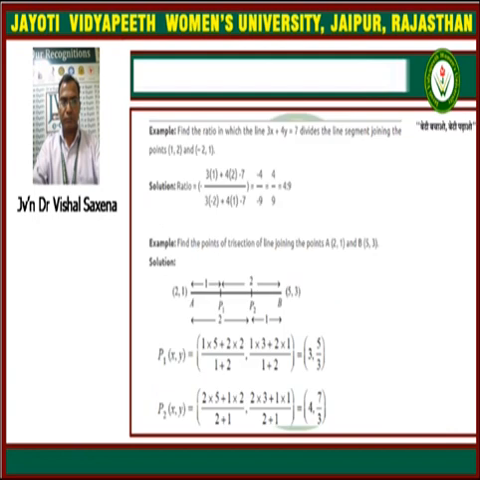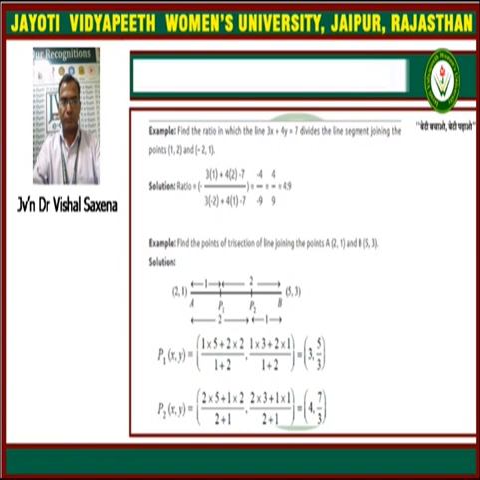And now we have this question: find the ratio in which the line 3x plus 4y is equal to 7 divides the line segment joining the points (1, 2) and (2, minus 2, 1). So the ratio is required here.